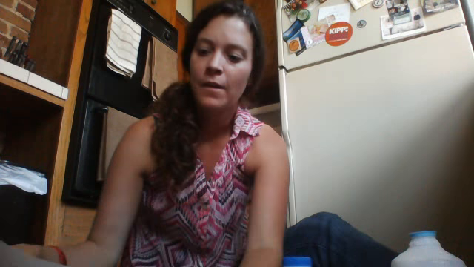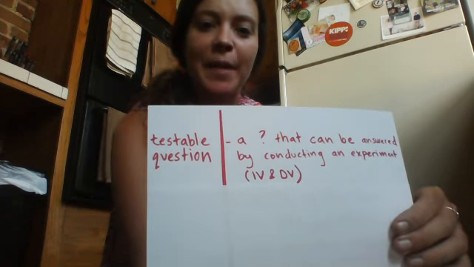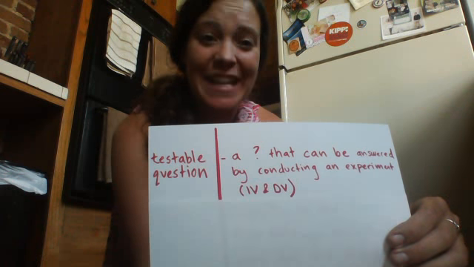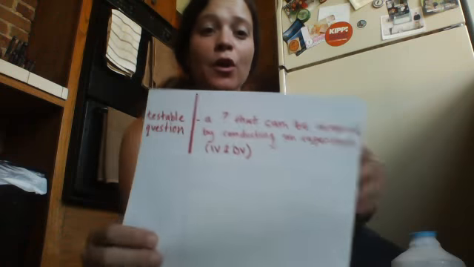So I have to make a testable question. And that's our first vocab word for the day. A testable question is a question that can be measured by conducting an experiment. And we know that an experiment has to have an independent variable and a dependent variable. And remember, we can only have one independent variable at a time.